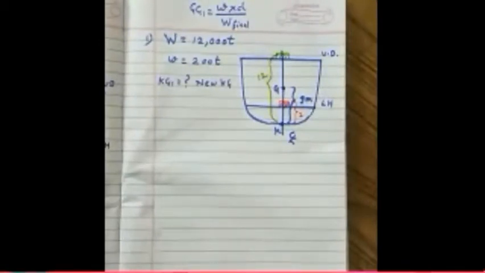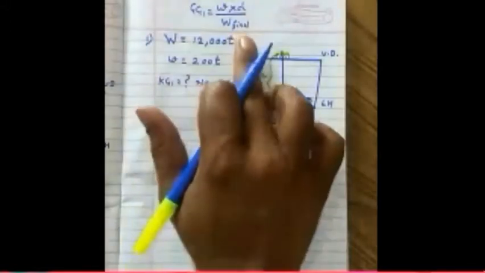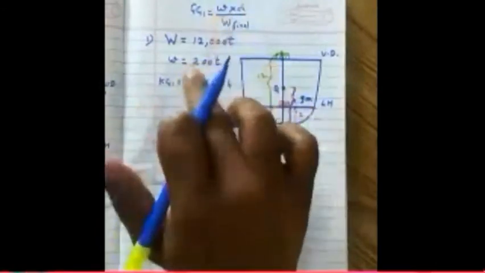Okay. Now what is W final over here? See, 12,000 ton, and this problem is shifted. So shifted means W final equal to W, right? So one term you are already having. The small w is already given as 200 ton. Now next what you require is the distance.